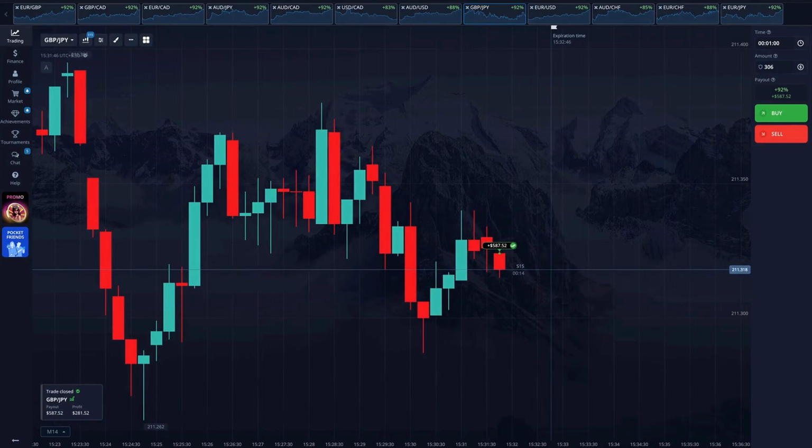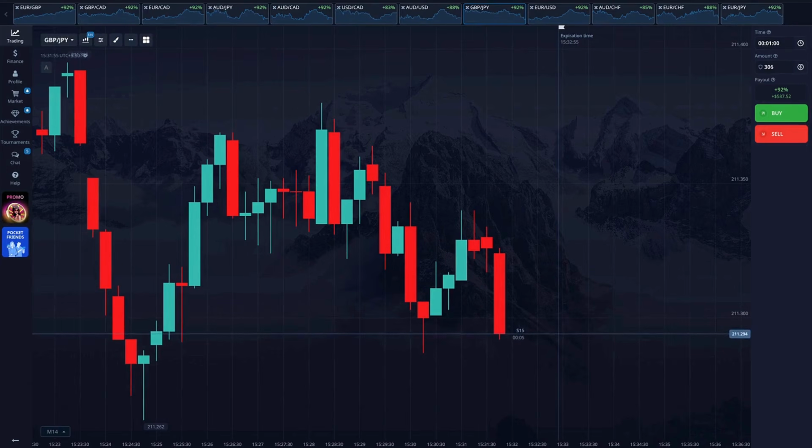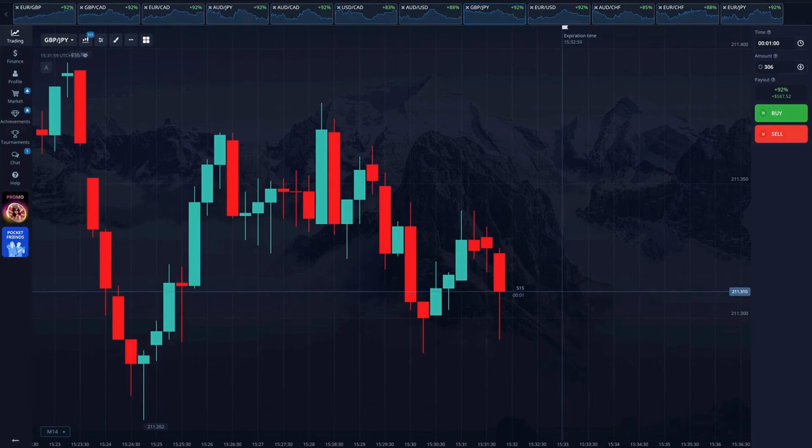Now let's look at the final outcome of the trade. As the expiry time approaches, the price continues to stay above the round number level, showing that buyers are maintaining control. Because of this upward movement, the trade closes successfully before the expiry ends.